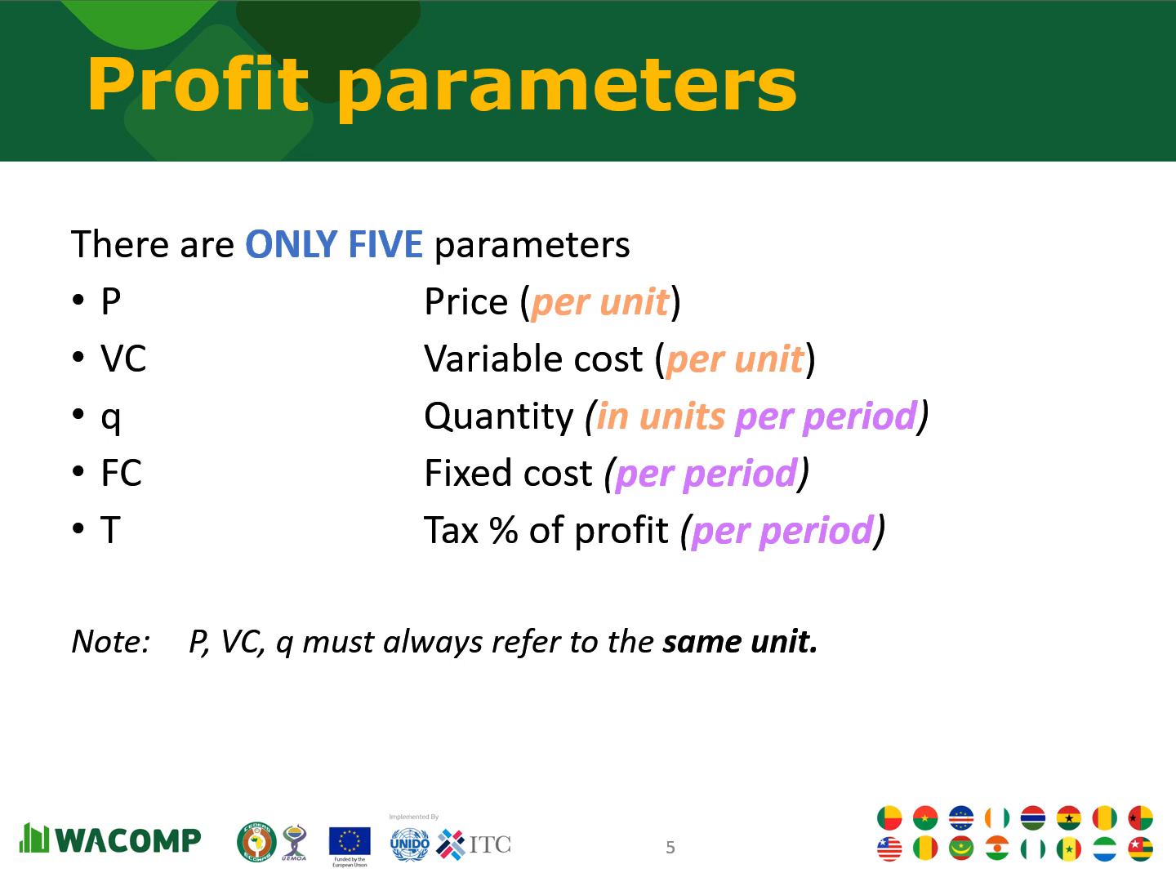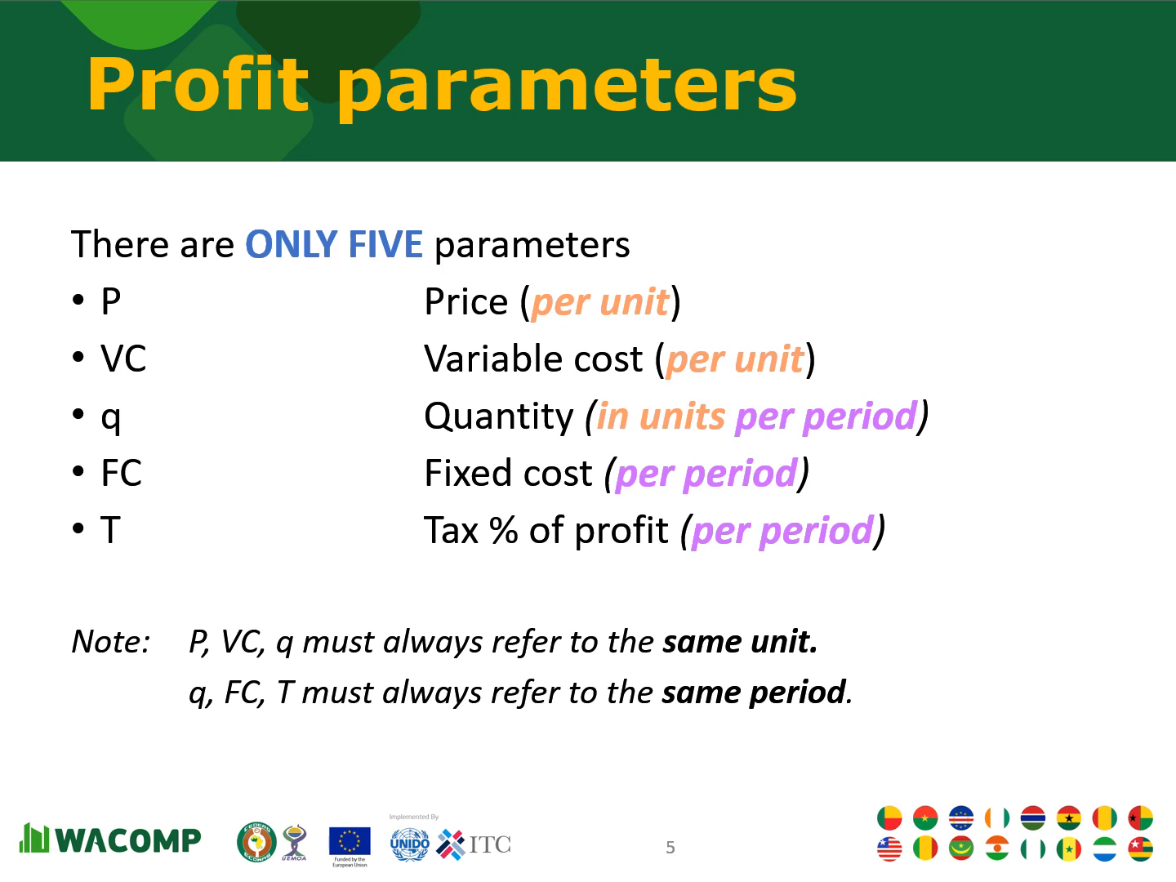Now note that P, VC and Q always refer to the same unit. Otherwise you get strange answers. And also Q, FC and T must refer to the same period. It is not possible to work with a quantity per month while using the fixed cost per year.